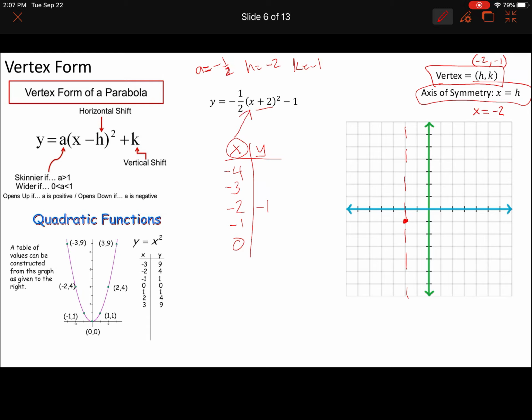So negative 1/2 times negative 4 plus 2 squared, and then minus 1 on the outside.